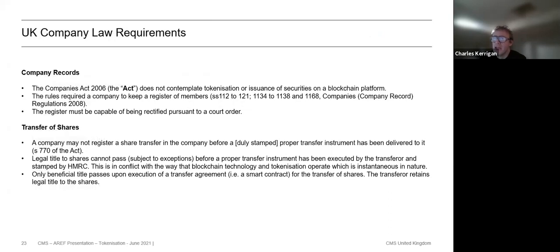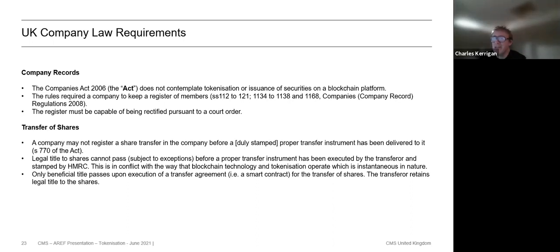So the issue that we come up against in English company law is that the Companies Act is prescriptive in relation to certain matters that are inconsistent with a digitalized asset. When we make a digital representation of a share, there are some aspects of the Companies Act that don't quite fit. And a couple that we pick out here.